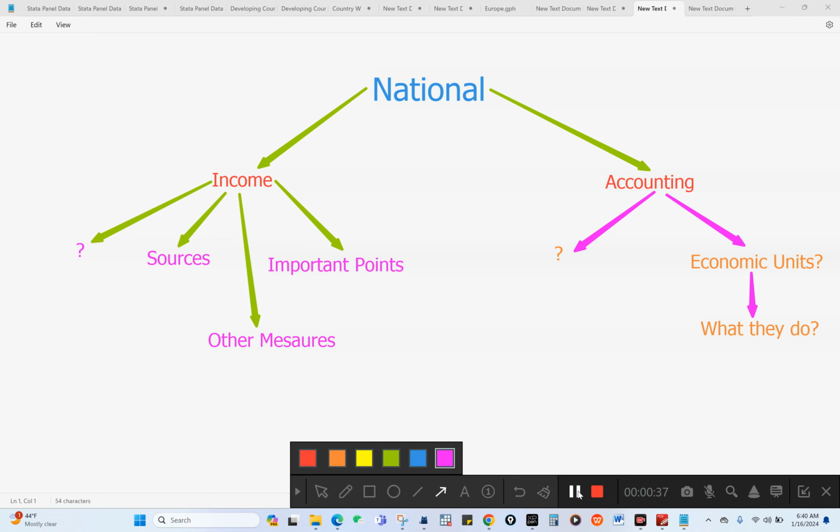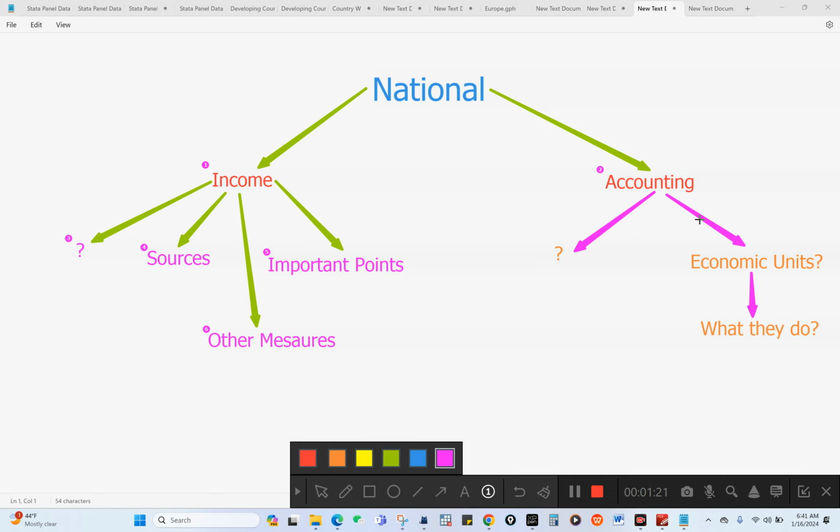Today we will discuss two concepts. First one is national income and second one is national accounting. On the national income side, we will see what national income is and what the sources of national income are, and we will see some important points related to national income. After that we will also discuss the other measures that are related to national income.